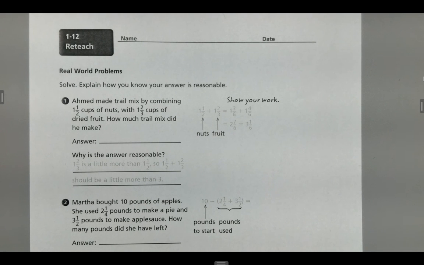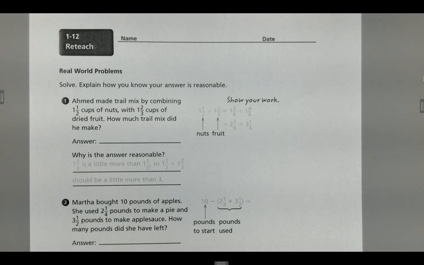Lesson 112. In this lesson, we're going to use all of the skills that we've been working on throughout this unit for adding and subtracting fractions and mixed numbers. And we're going to apply them to word problems or real world problems.